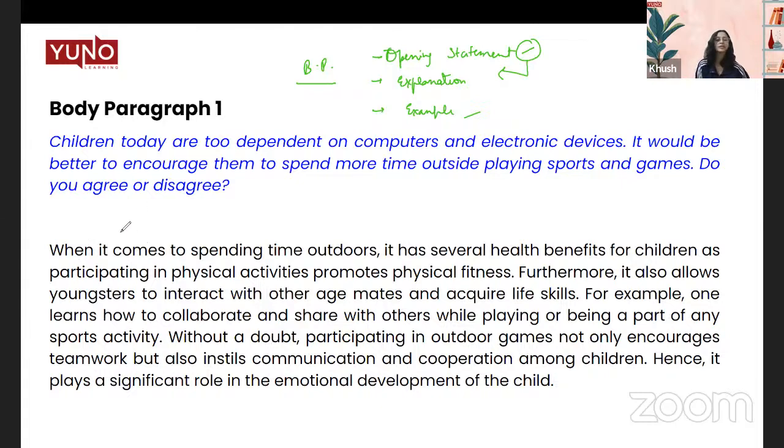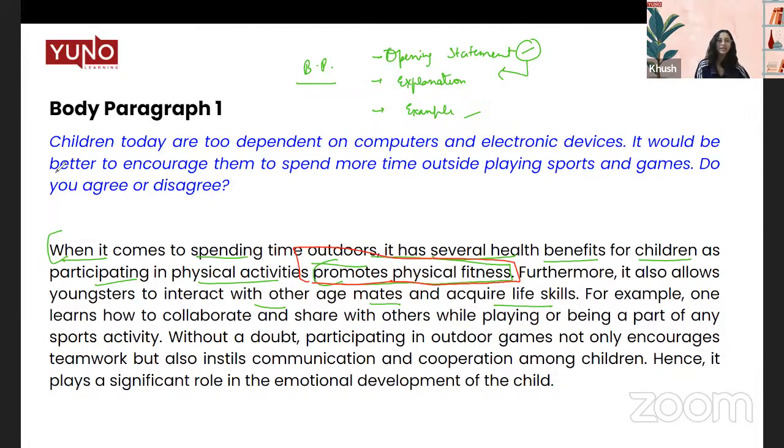So let's see, have we included these things? When it comes to spending time outdoors, it has several health benefits for children as participating in physical activities promotes physical fitness. Now, since we are agreeing with this statement, this is my opening statement, and here's the pointer that I have given. This is the argument that I'm presenting in this particular paragraph. Promotes physical fitness. That is the overall idea of this particular paragraph. Then, furthermore, it allows youngsters to interact with other age mates and acquire life skills.